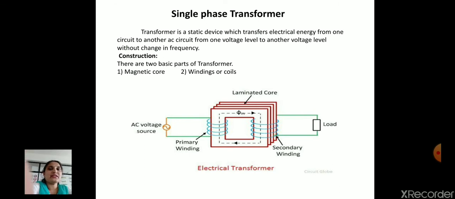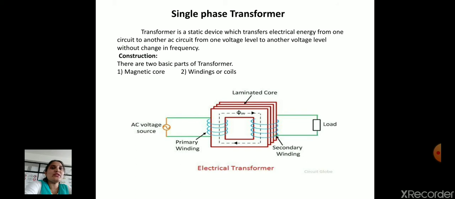Now we know that electrical energy can be transmitted or generated at a very high voltage. This voltage must be reduced to a lower value for domestic or industrial purposes, and that can be done by using the transformer. A transformer which is used to decrease the voltage level is called a step down transformer, and a transformer which is used to increase the voltage level is called a step up transformer.